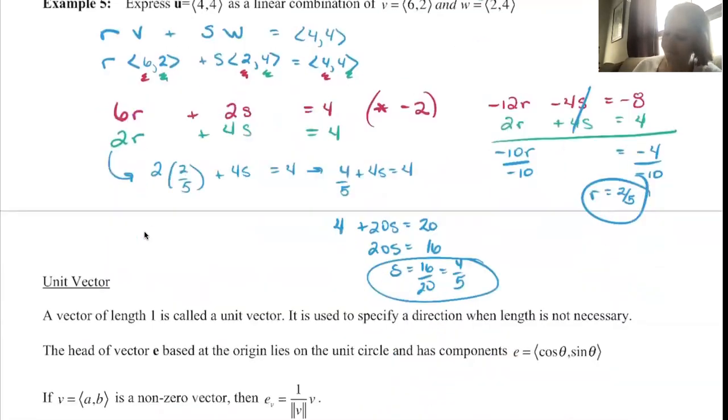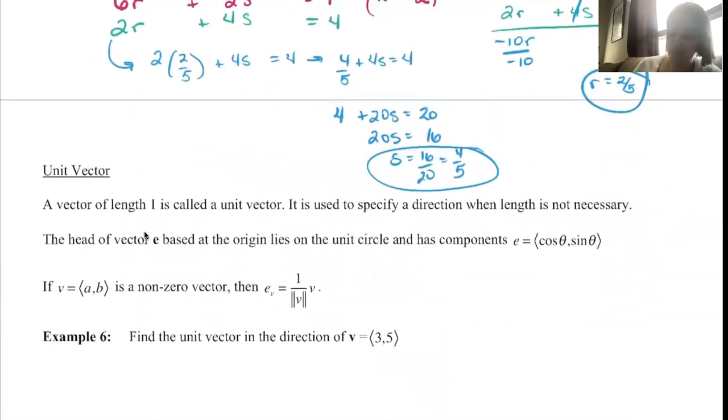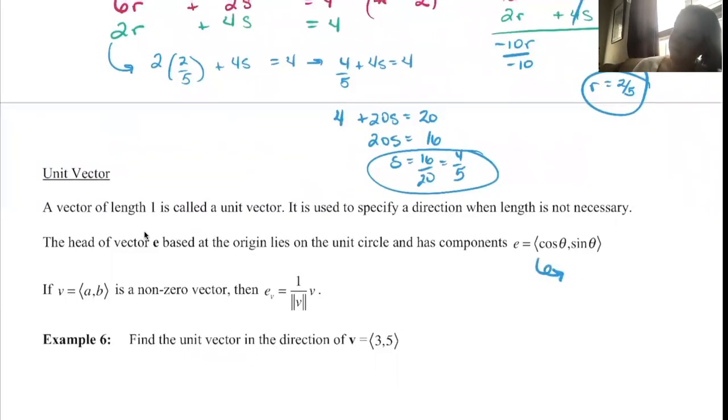Keep going here. A unit vector. A vector of length 1 is called a unit vector. It can be used to specify direction when length is not necessary. The head of vector e based at the origin lies on the unit circle and has the components e equals cosine theta for the x component and sine theta for the y component. Remember I mentioned that the other day? Where x would be your cosine and y would be your sine.